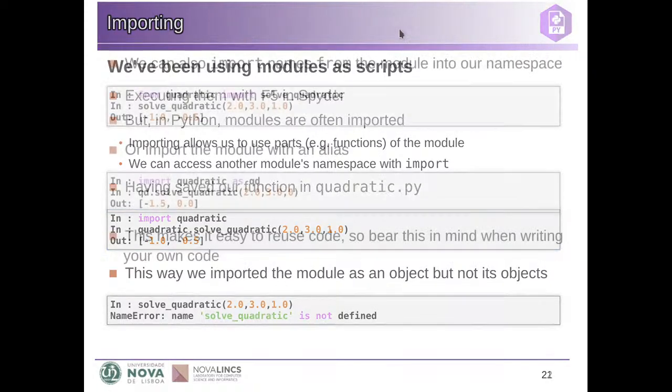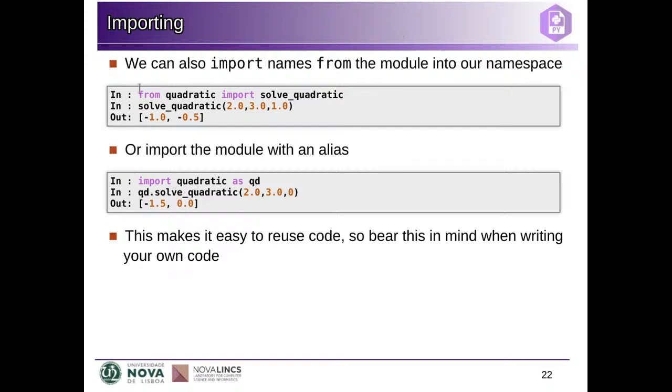We can alternatively do this from the module quadratic. Remember, quadratic is the name of the file where we have the function defined. We can import one particular object, in this case solve quadratic. So what this does is Python will run the quadratic module. It will define this object, this function, and then we will import the name of the function into our own namespace. So now this is like what would happen if we had defined the function in the namespace we are working. So we can use now the function with the name solve quadratic, and it works.